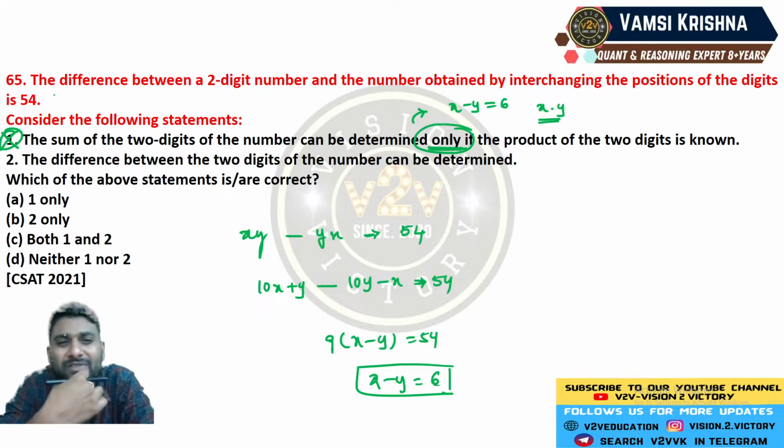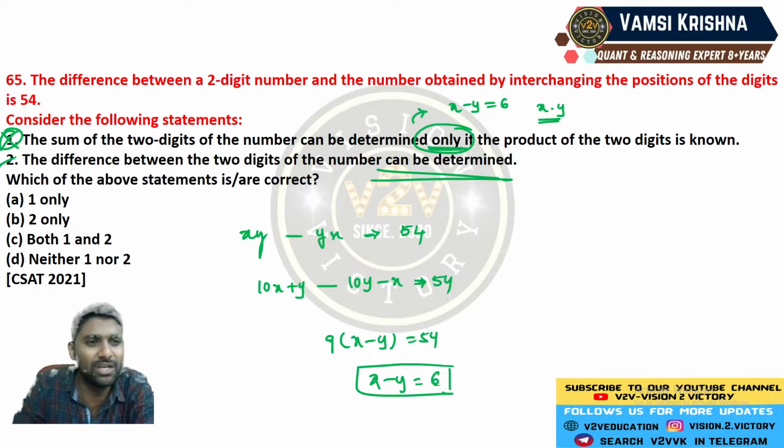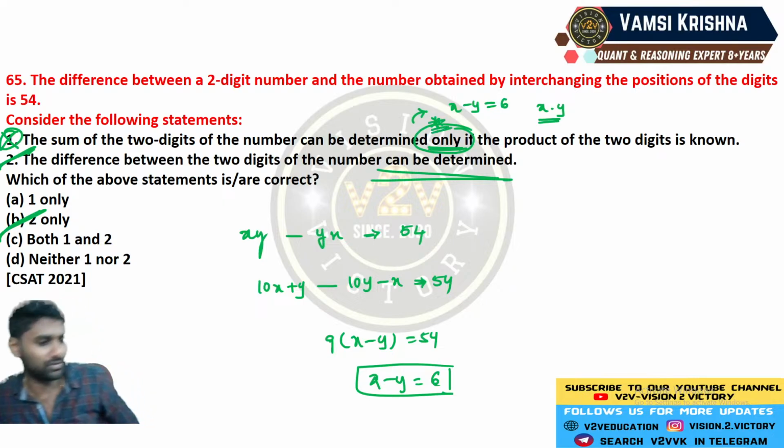Second one, the difference between two digits of the number can be determined. Now, the difference between two digits of the number can be determined. So the difference is already determined, guys. That's the answer. 2 follows. And this is the most important point: don't choose "both follow".